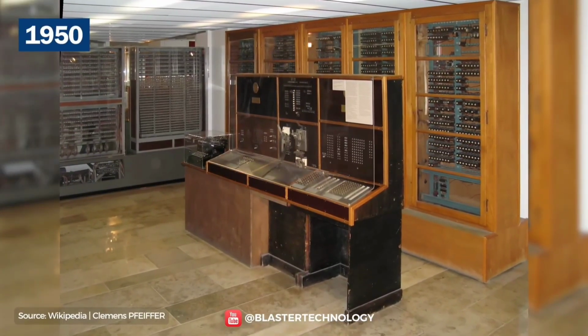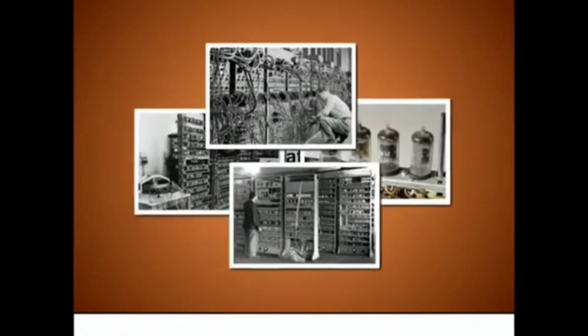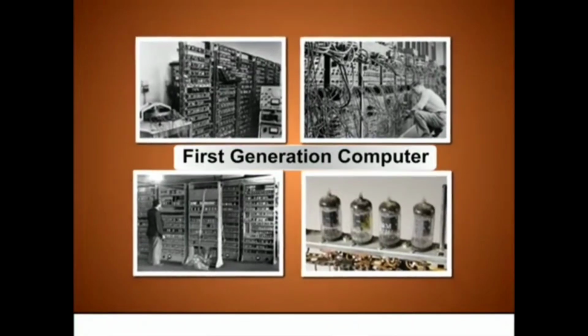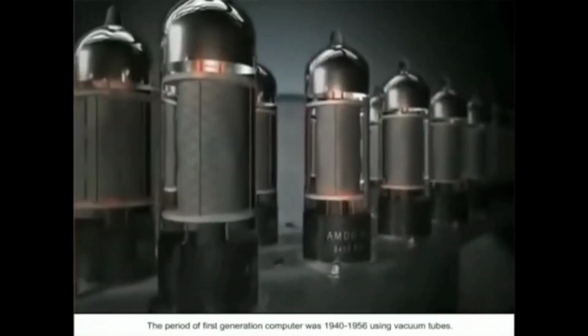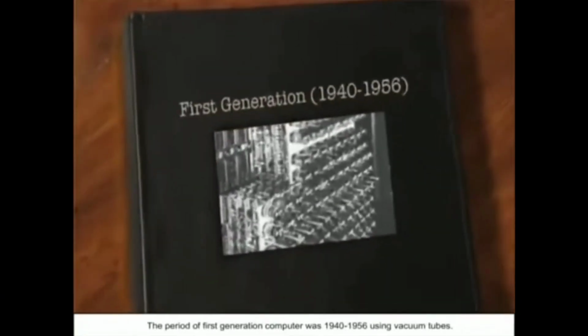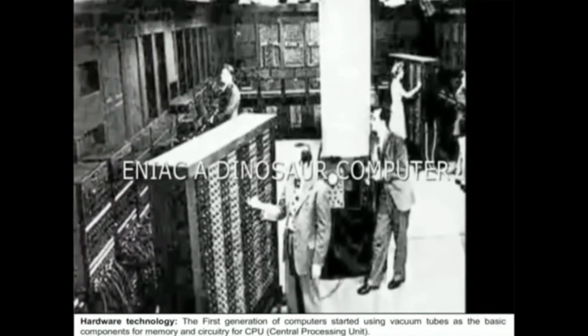Today we are going to take you on a journey into the past, to the very beginning of computer history: the first generation of computers, which lasted from 1940 to 1956. This was the era when computers were first built using vacuum tube technology. These machines were enormous, extremely expensive, and consumed a huge amount of electricity. Let's start with the technology behind these machines.